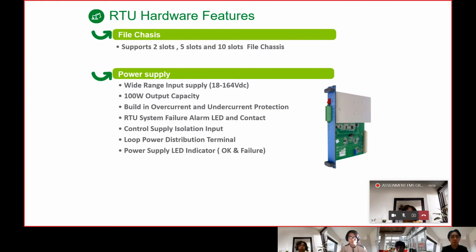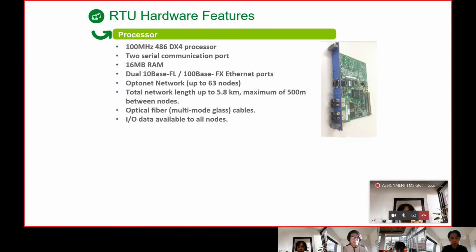The power supplies give a wide range input supply between 18 and 164 volts direct current, and it consists of 100 watt output capacity with overcurrent and undercurrent protections. There is an RTU system failure alarm LED and contacts, which react like a relay, and control supply isolation input, low power distribution terminal, and a power supply LED indicator to show whether it is okay or fail. Okay, I will go on to the next RTU hardware features.